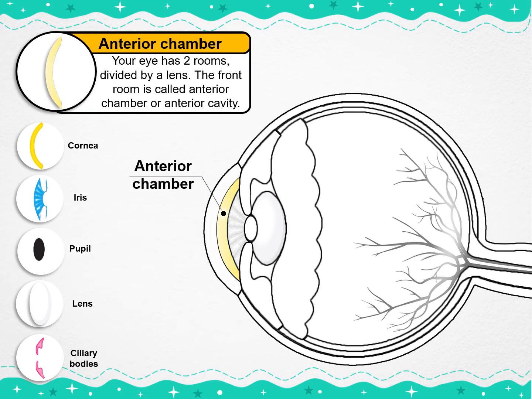Anterior chamber. Chamber means room. Anterior means front. Your eye has two rooms, divided by a lens. The front room is called anterior chamber or anterior cavity. Cavity also means hole, space, room. So anterior chamber is the room in front of the lens. Anterior chamber is filled with aqueous humor. Aqueous humor is the clear fluid filling the anterior chamber, which is between the cornea and the lens.